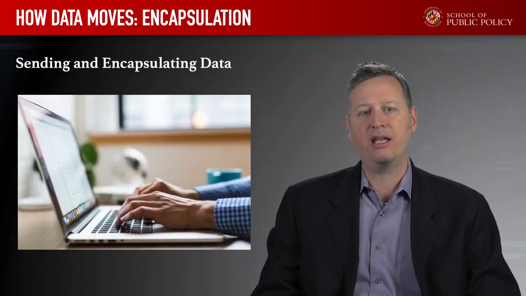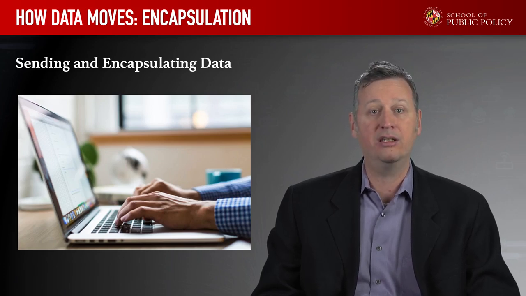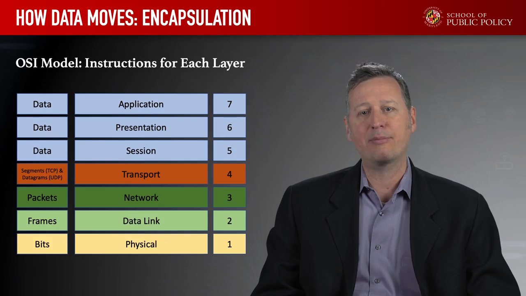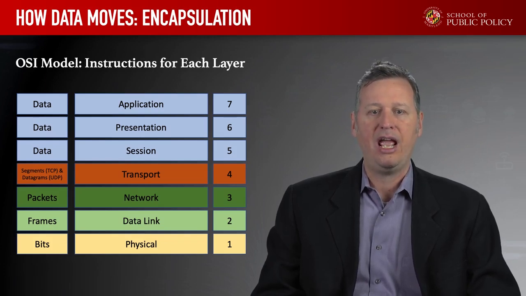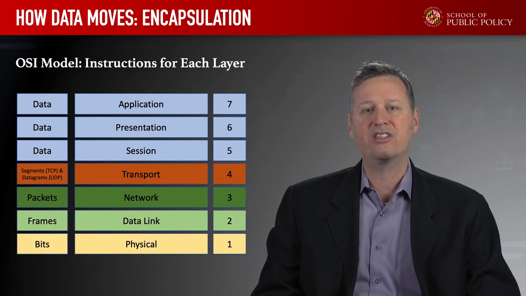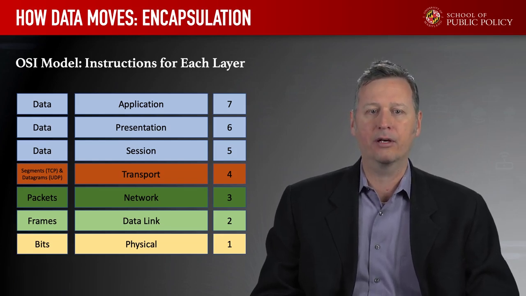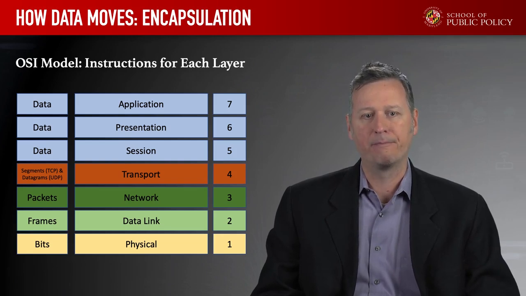If I want to send and encapsulate data, so I'm actually using a laptop and writing an email and I want to hit send on that email, I need to encapsulate those instructions in some sort of structure. The OSI model has 7 different layers, and remember, those layers form the stack. So we're going to start up at the very top here at the application layer.